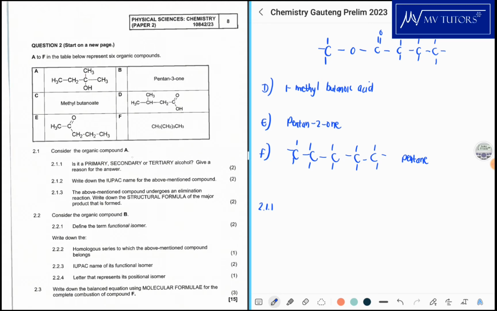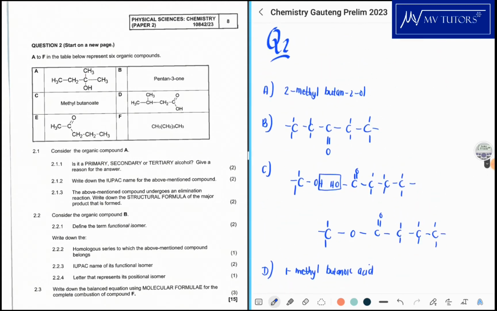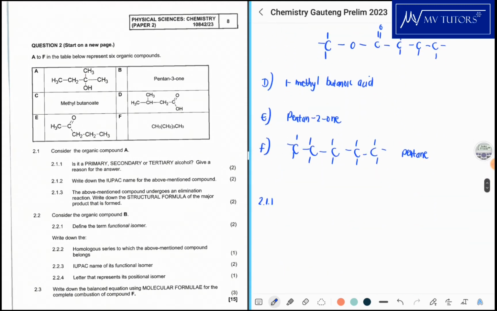So it says consider the organic compound A, which we said is 2-methylbutan-2-ol. Is it a primary, secondary, or tertiary alcohol? Give a reason for your answer. So you can see that the alcohol group is on the second carbon. Or rather, if you want to look at it, the carbon that the OH group is attached to is also attached to 3 other carbons. So this is a tertiary alcohol. Okay, that's how you actually determine whether it's a primary, secondary, or tertiary alcohol.